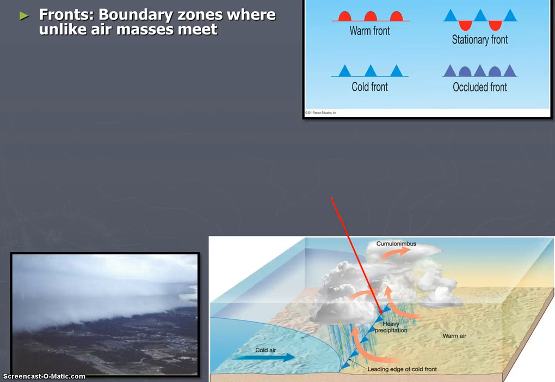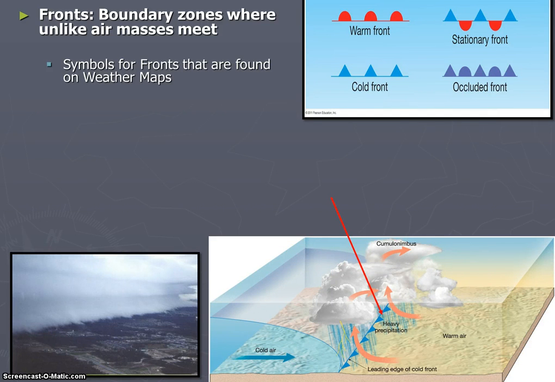Obviously, it tells you whether you can expect the temperature to be warmer or cooler. But what can you expect in terms of precipitation or lack thereof? First of all, what is a front? That's the boundary where two unlike air masses meet.